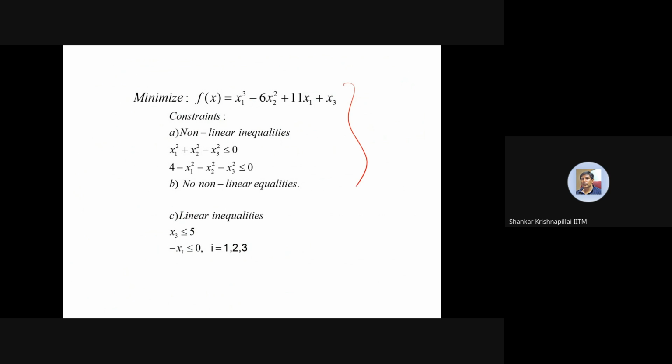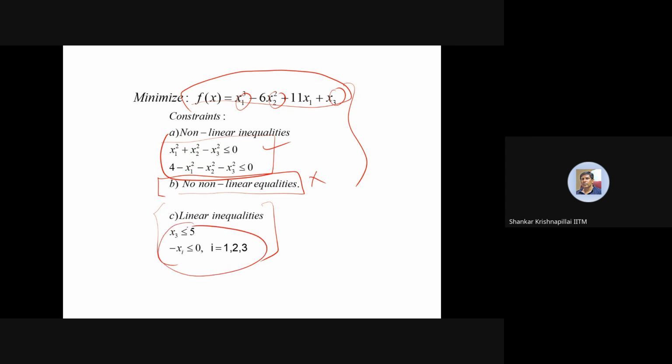First we'll use a simple example. Minimize this cubic objective function having three variables, x1, x2, x3, subject to these nonlinear inequalities. There are no nonlinear equalities, and then there are some linear inequalities. So how to solve these? Actually, these are variable bounds, so there's no need to write them as linear inequalities, but we can do this also.